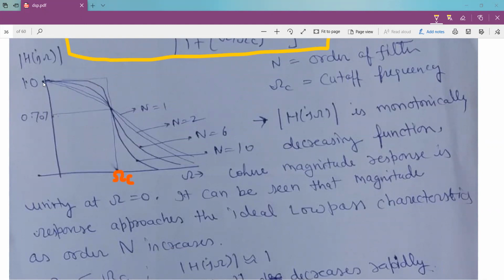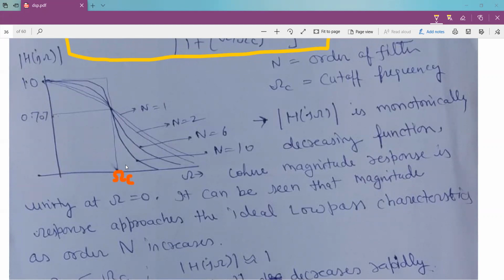Also, we can see clearly in this figure, when we increase the order of the filter, the magnitude response becomes more and more taper, meaning when you are increasing the order of the filter, it is reaching towards its ideal shape. So this is the ideal low pass filter shape. So when you increase the order of the filter, it is reaching towards its ideal shape.